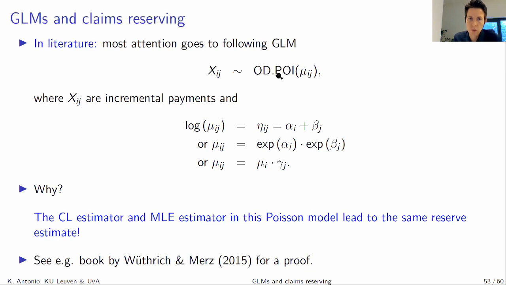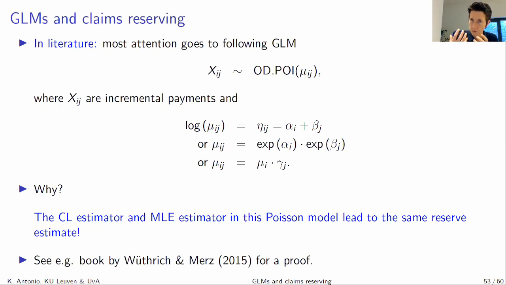Well, we keep the Poisson because if we combine the Poisson or the over-dispersed Poisson with this specification for the mean, then it turns out that our chain ladder estimator, as we discussed it so far, and the maximum likelihood estimator that we retrieve in this Poisson model lead to exactly the same reserve estimate. So that's for many people a good thing. Then they stick to the comfort zone of these chain ladder results. But we now have an underlying distributional framework that we can work with.